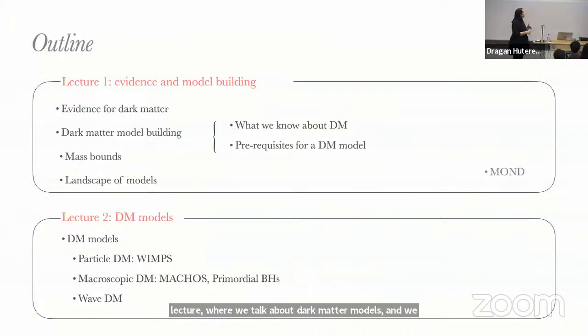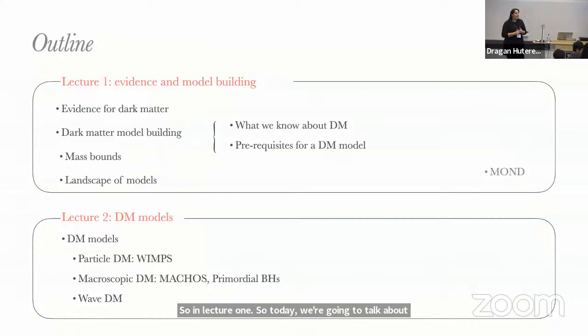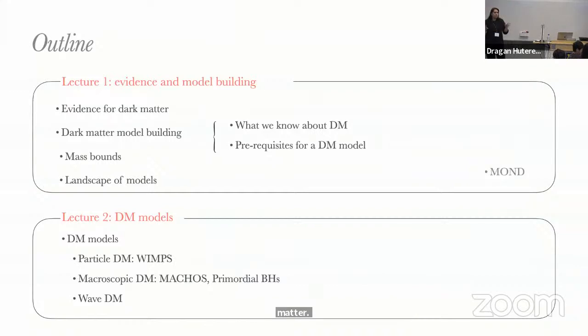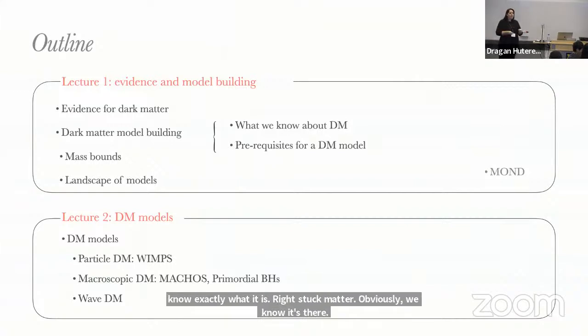So in lecture one, today, first we're going to talk about the evidence for dark matter. The thing is that we talk about dark matter like it's something we know exactly what it is, right? Dark matter, obviously, we know it's there. We know more or less how it behaves. But the fact is that we never measure dark matter.